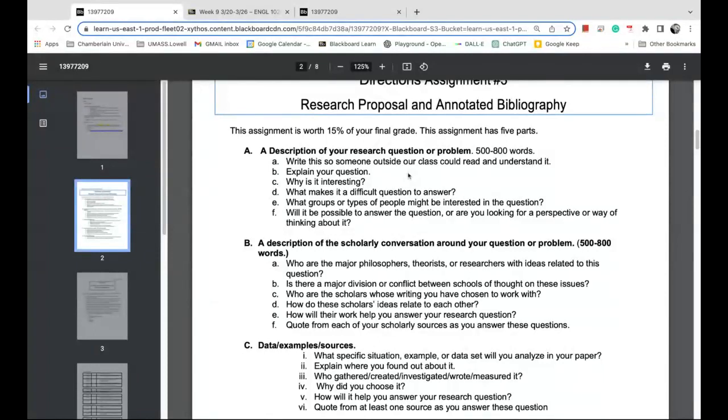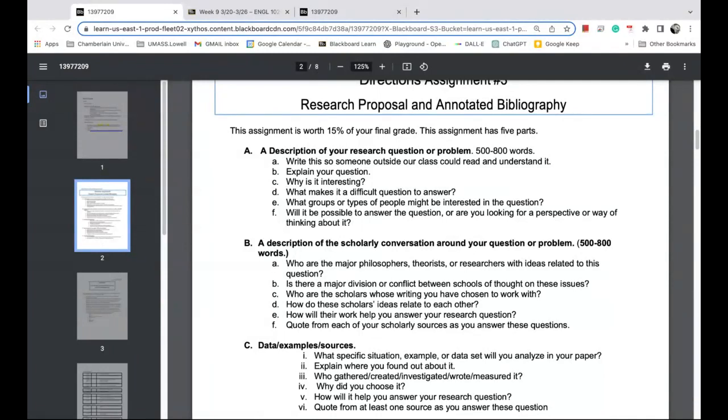So you want to talk about a couple of things. The first part is all about coming up with a research question or problem. The director of writing is very interested in this idea that you don't try to find a topic to talk about, but you think of a question that you will answer. Your thesis statement will be your answer to the question.